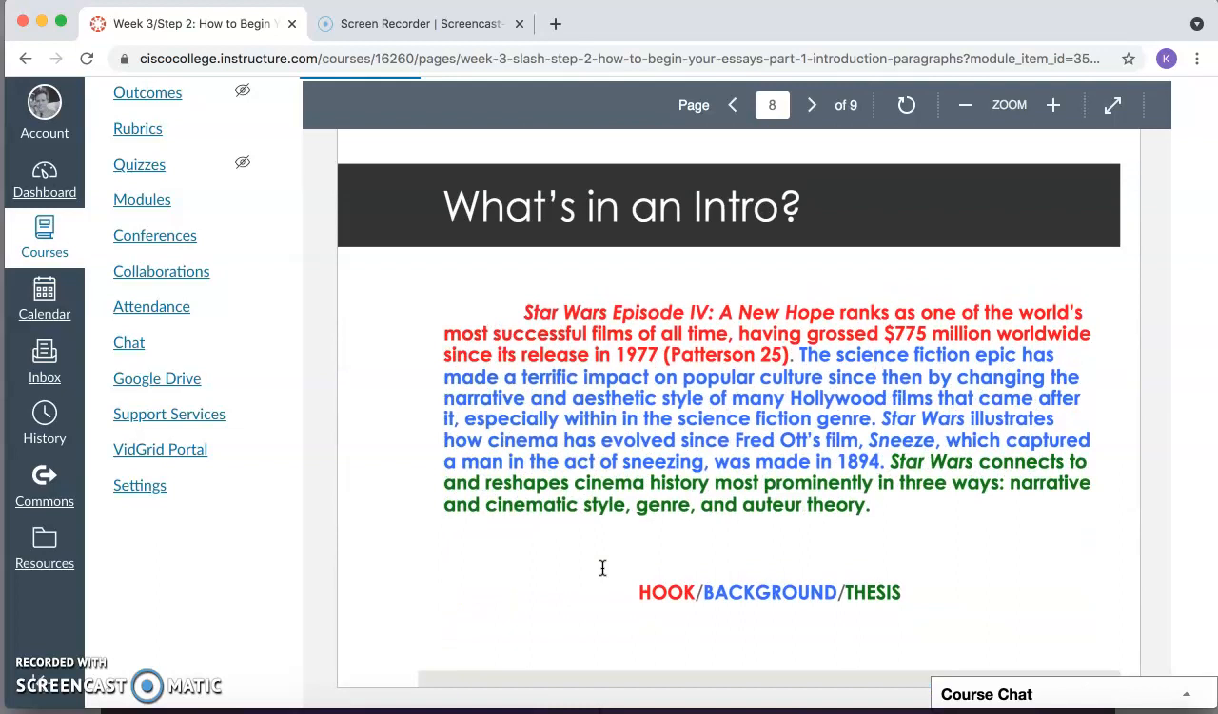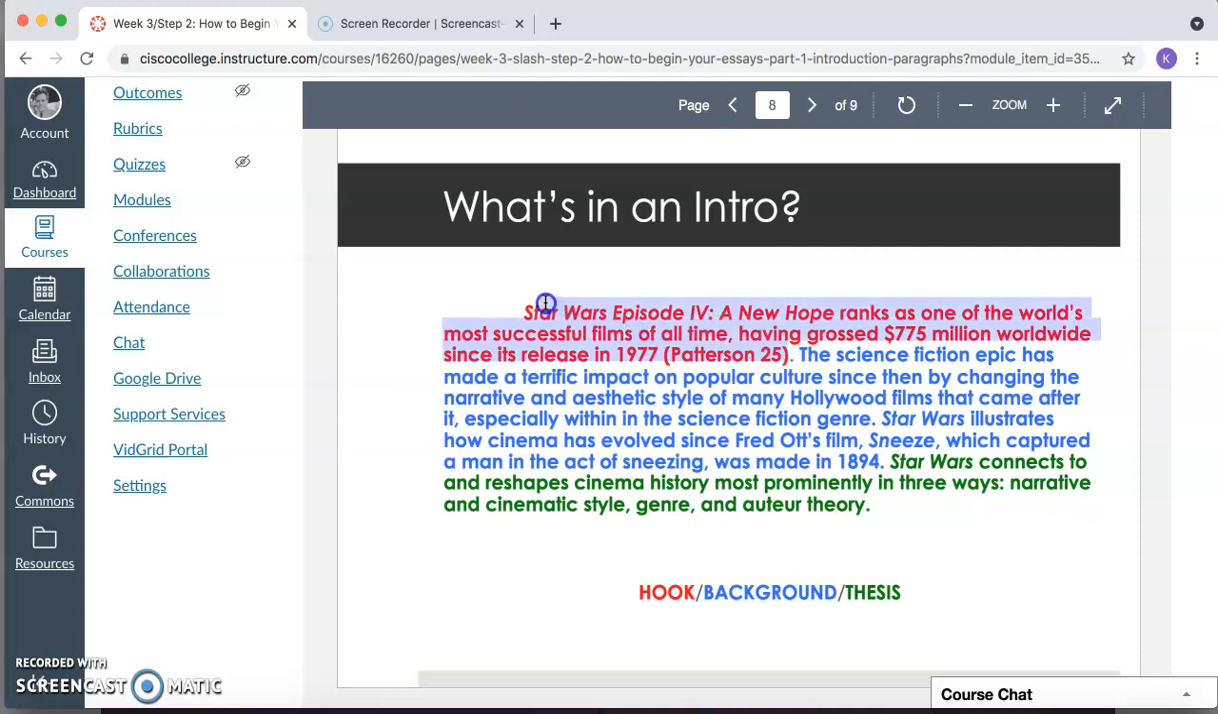Finally, here's an example of an introduction. We've got the hook in red, the background section in blue, and then we'll take a more in-depth look at thesis statements, which is how you end an introduction. Here it's written in green. So this says Star Wars Episode 4 A New Hope ranks as one of the world's most successful films of all time, having grossed $775 million worldwide since its release in 1977. This is called a parenthetical citation. You don't have to worry about those quite yet, but later on you will. This is just letting the reader know the last name of the author and the page number they found this information on.